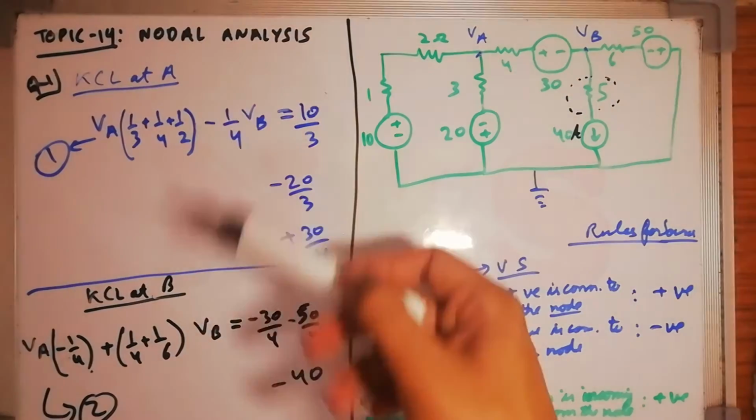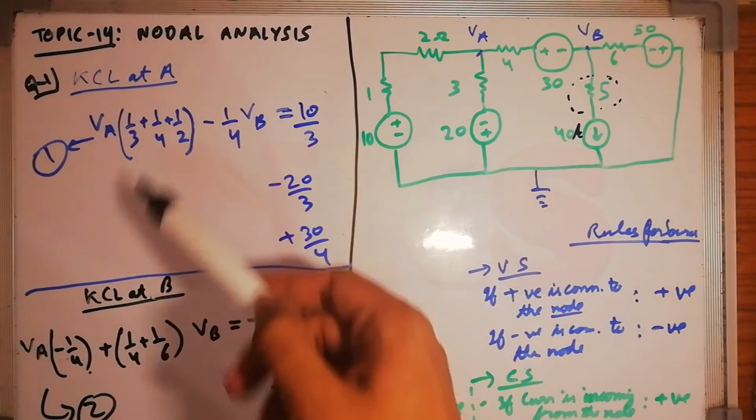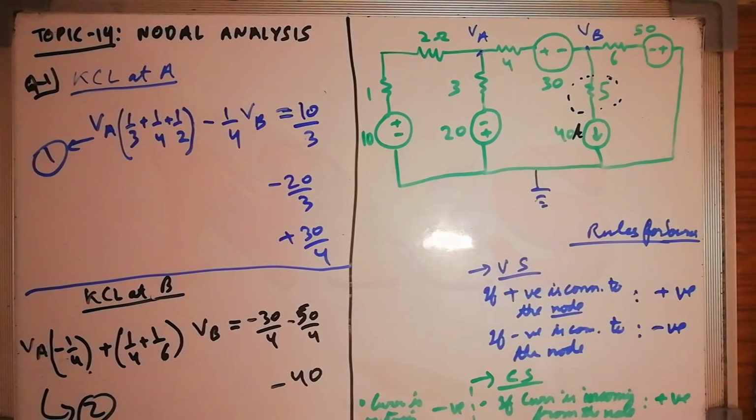So on solving these two equations, we can find VA and VB with respect to this reference node, and once we have found out VA and VB, as I have told you before, we can easily find out any parameter for any element in this circuit.